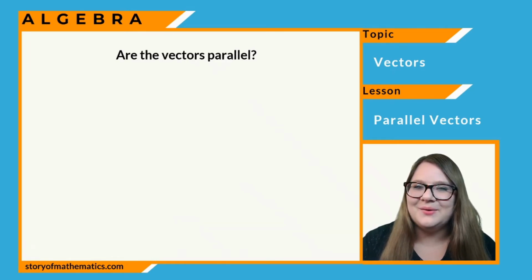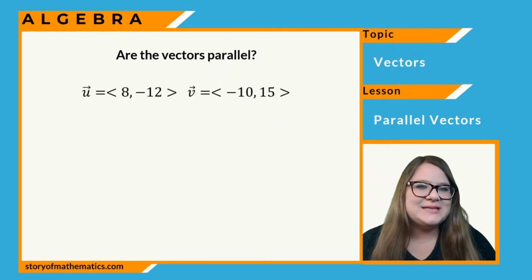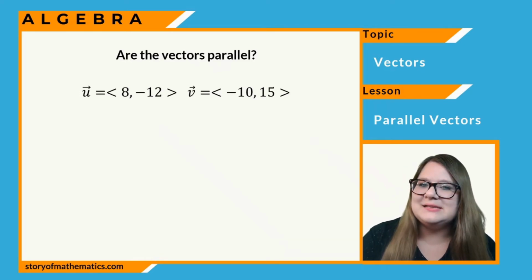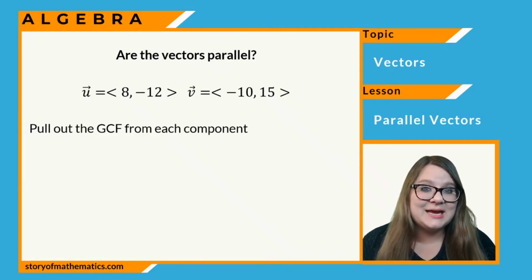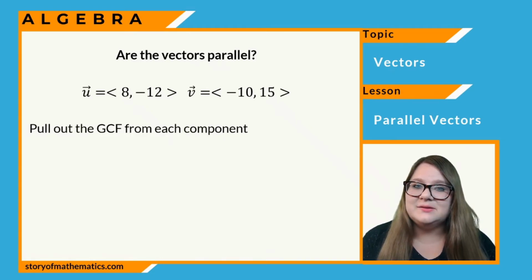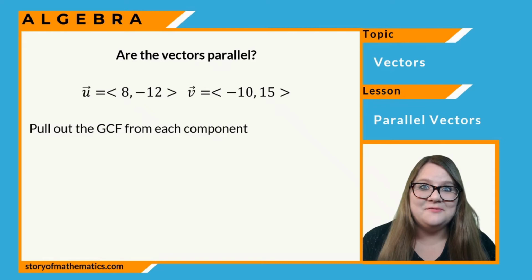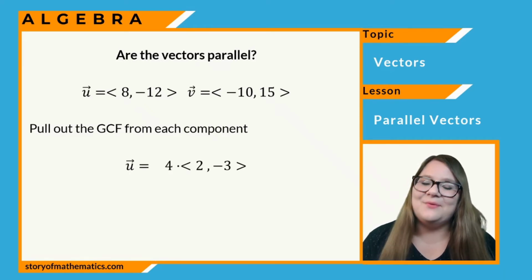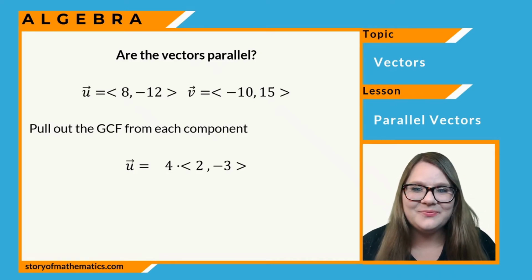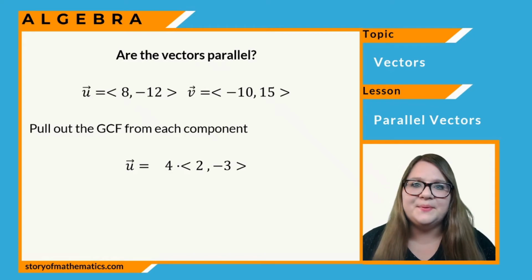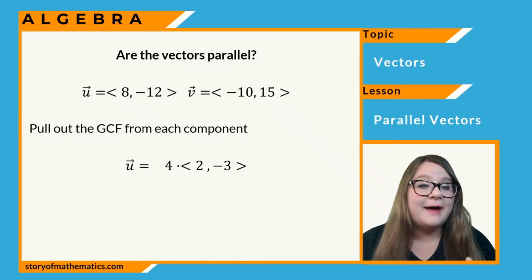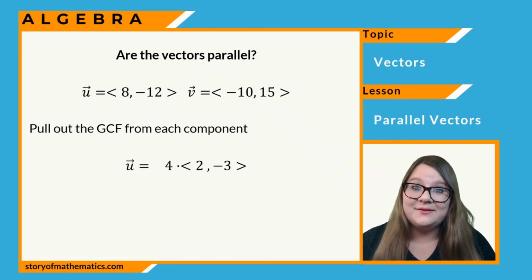Let's try another one. What if I give you u is 8, negative 12, and v is negative 10, 15? Well, I'm going to pull that GCF out just like I did before. What is the largest thing I can pull out of 8 and negative 12? Well, hopefully you said 4. When I pull out a 4, I'm left with 2, negative 3. Now when I'm looking at v, I have negative 10, 15. What can I pull out of both of those? Well, I think I can pull out a 5, or I can pull out a negative 5.